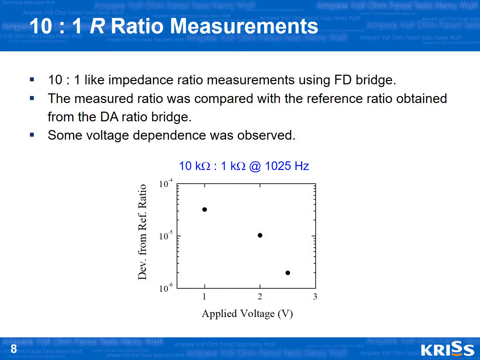This slide presents the resistance to resistance ratio measurement using the fully digital bridge. The 10:1 resistance ratio was measured using the fully digital bridge and compared with the reference value measured by the digital assisted bridge. The deviation in the graph was minimum at 2.5 volt, with some parts in the order of 10 to the minus 6. The applied voltage could not be increased further due to the current limit of the 1 kilo ohm resistance standard.